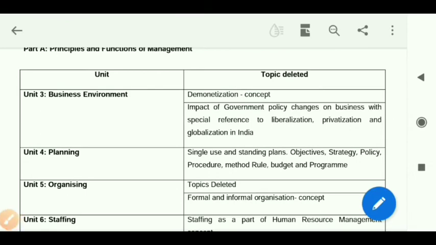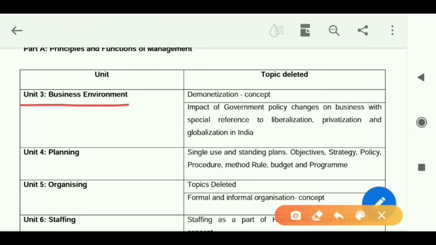If we look into chapter 3, then the whole concept about demonetization is removed. And after that, the impact of government policy changes on business with special reference to liberalization, privatization and globalization, this portion is also removed. Remember, this was the last portion of the chapter where we learned how businesses deal with liberalization, privatization and globalization, with the policy changes, and what impact it has had on them. So that is all deleted.